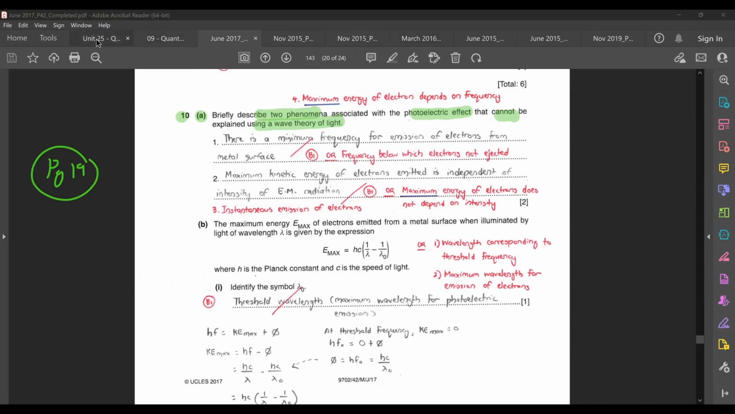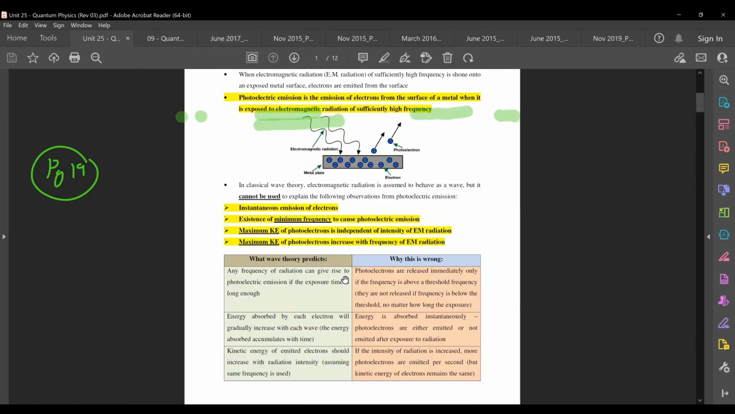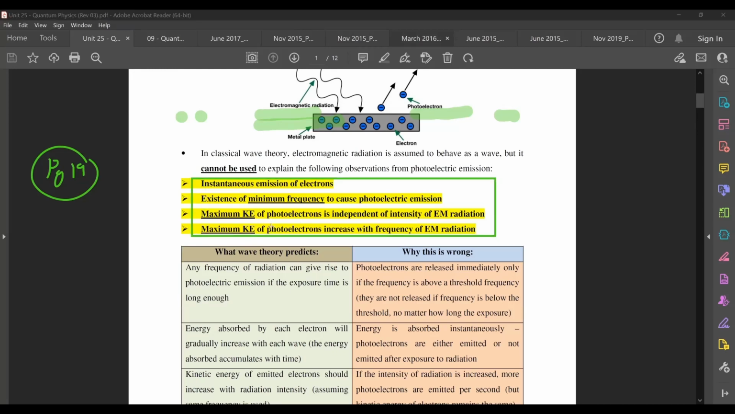Okay, so just now in the first page of the notes, I already told you that the wave theory of light cannot be used to explain the photoelectric effect. There are 4 observations that tell you that. That one is listed right over here, bolded in yellow. So any 4 of these would be suitable. Just pick either one.